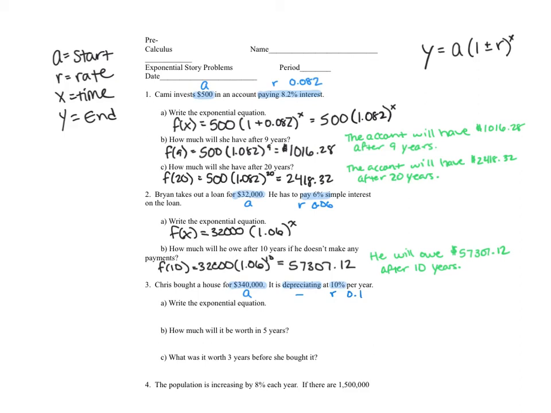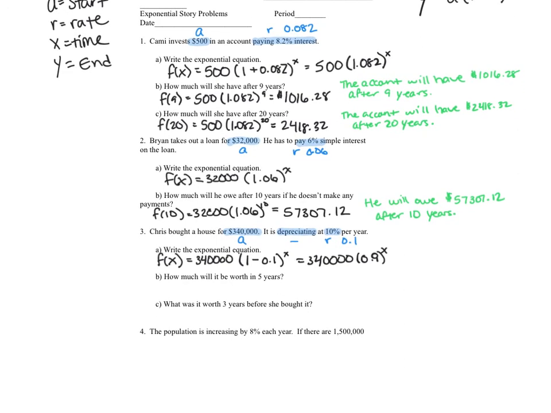So if I'm going to write the equation for this, I can say that f of x is equal to 340,000 times 1 minus 0.1 to the power of x. Or it might be easier to write this as our start value times 0.9 to the x. So that's what we're going to keep that as. I'm also going to move this up a little bit. Okay. So how much will it be worth in 5 years? Okay, so that's 5 years in the future.